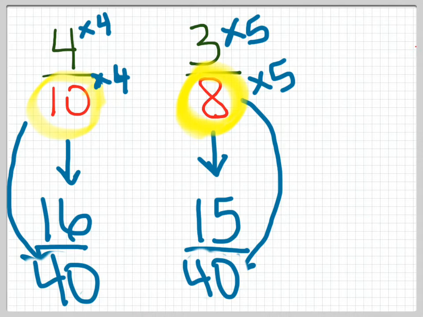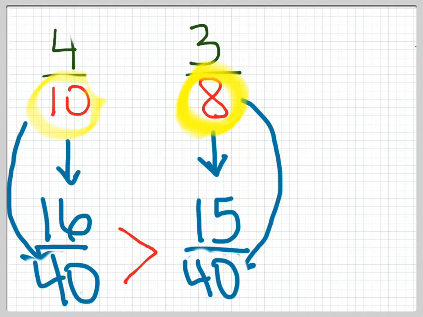Before, we were kind of guessing if we were trying to pick 4/10 versus 3/8, but now we don't have to guess anymore. Now we see that 4/10 is 16/40, and 3/8 is 15/40. Well, 16 out of 40 is more than 15 out of 40. So I can tell you now, back to the original problem, that 4/10 is greater than 3/8. Okay, we can compare those two fractions, and I can say this one wins.